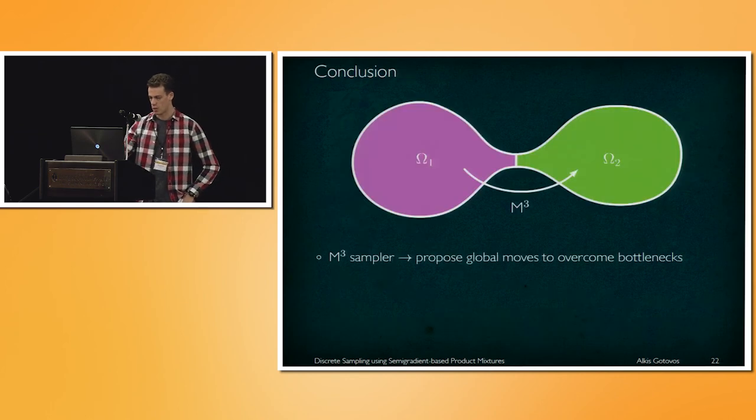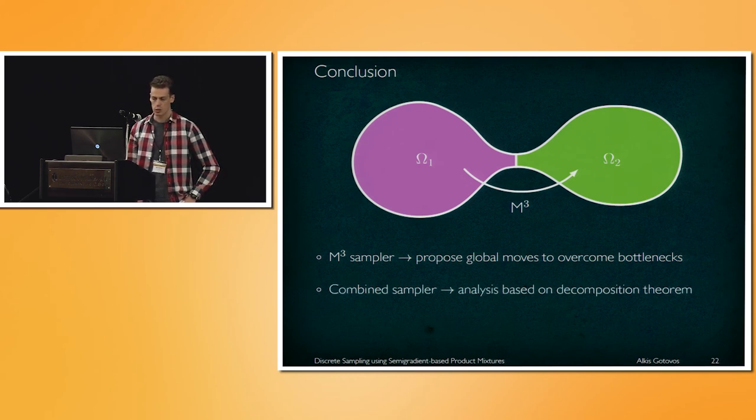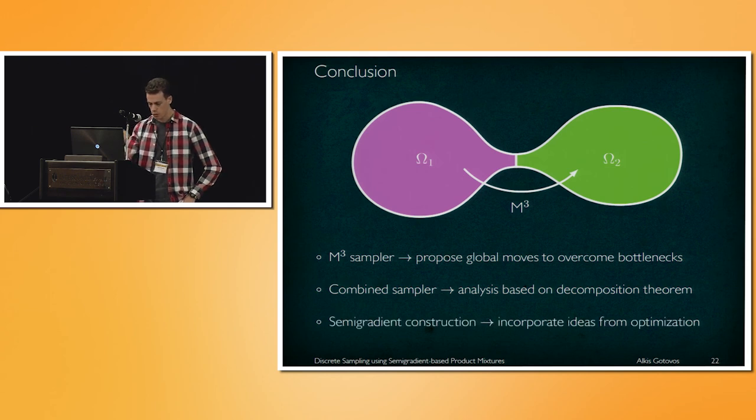Okay, so to sum up, the three points that I've made here. We have proposed this MQt sampler, which proposes global moves in the state space, independent of where you are at this point. And this is exactly to overcome these sorts of bottlenecks that are usual. The second point was we proposed to use the sampler in combination with a local sampler and to leverage this decomposition theorem idea. And third, we also propose an automatic construction of this proposal used by the MQt sampler based on the semigradients.